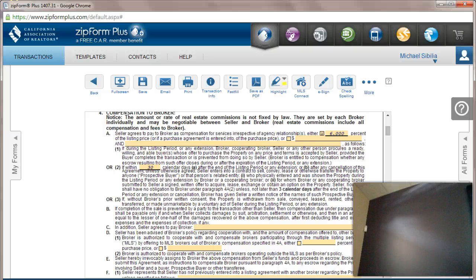So number 1 says, if during the listing period the property sells, or, not either or, but or if within 30 calendar days after the listing period or any extension thereof, somebody with whom you've had negotiations that you've disclosed in writing buys. Those are 2 different ways. The first one says you're going to be paid if it sells during the listing period. The second one is what's called the protection period or the safety clause that says if somebody buys within 30 days. There's no set rule as to how many days. You could say 10 days, 20 days, 100 days.